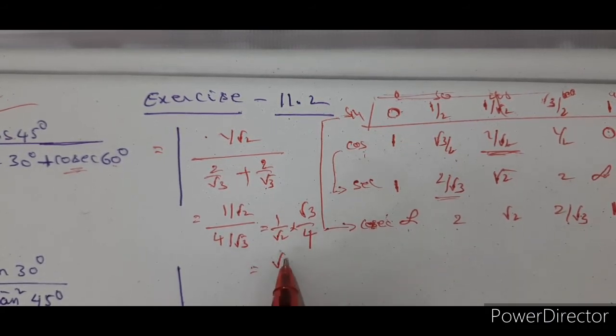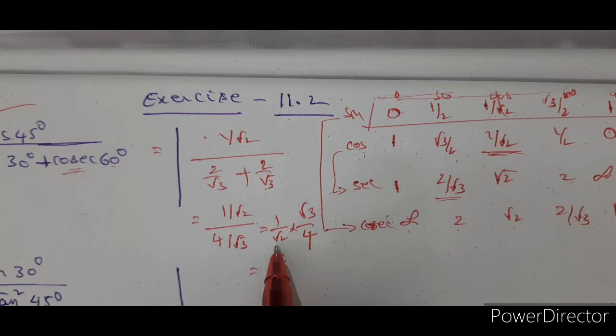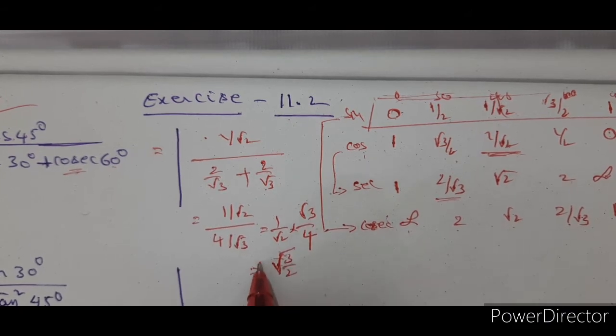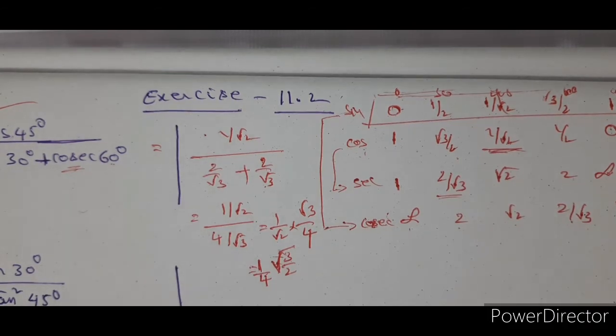So root 3 by root 2 into 4, that is square root of 3 by 2 into 1 by 4. So 1 by 4 into square root of 3 by 2. So this is the answer for the first one.